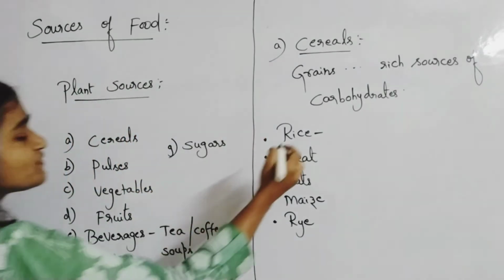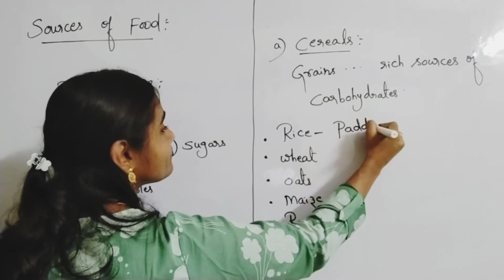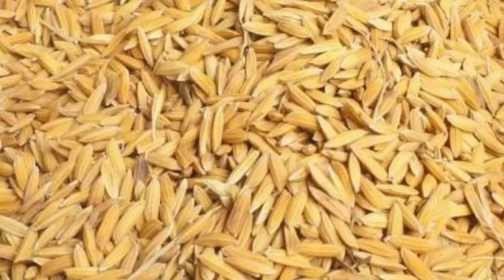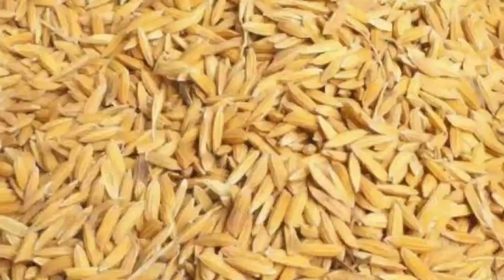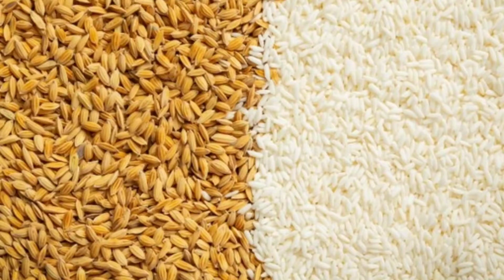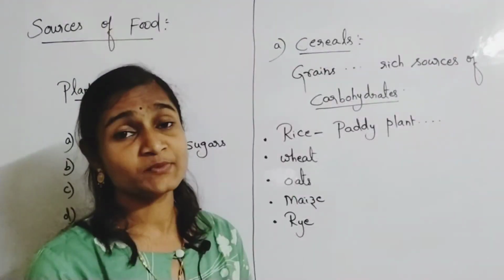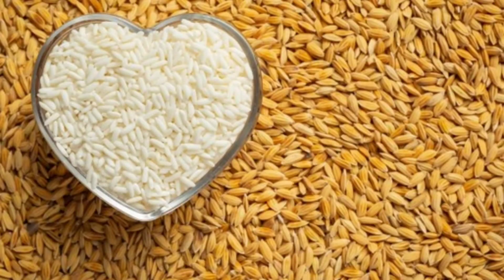Rice comes from the paddy plant. It's also a rich source of carbohydrates. Very important. In most parts of India, people consume rice only, and in most areas rice crops are produced more. So the best cereal is rice.